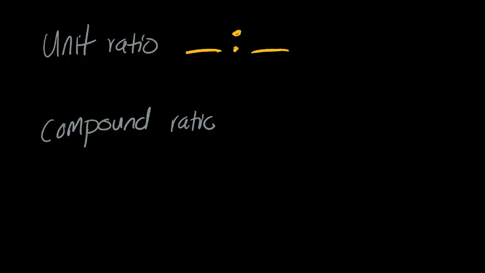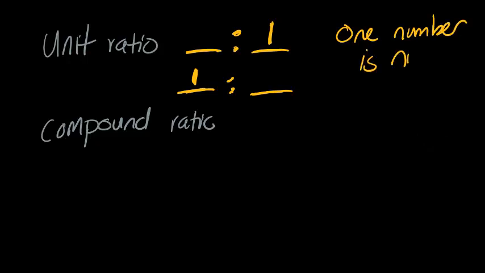A unit ratio happens when one of these numbers is the number 1. This is a unit ratio. So one number is the number 1. That is what a unit ratio is.